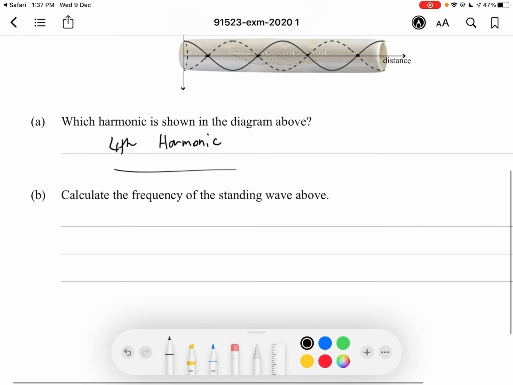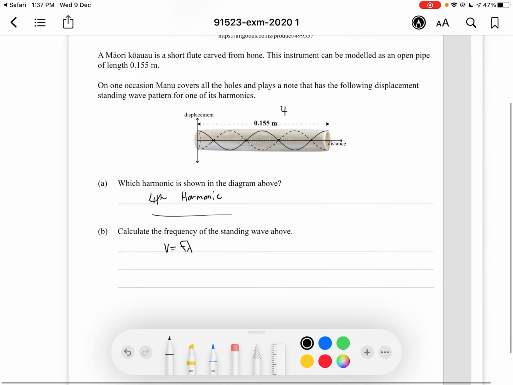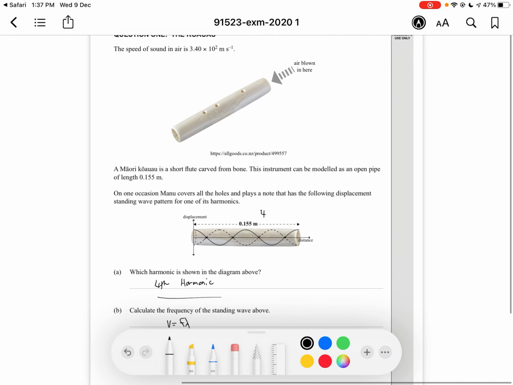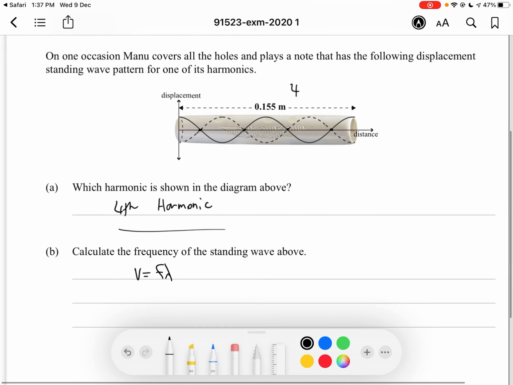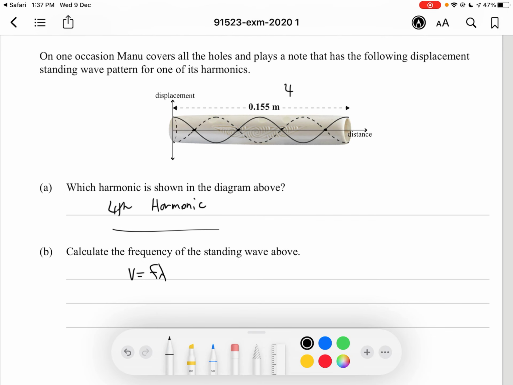Question B, calculate the frequency of the standing wave above. So we know that v equals f lambda, and we know that the speed of sound in air is 340 meters per second. We know the length, so for the 4th harmonic, we know that lambda equals 2L over n, where n is the harmonic number. So wavelength equals 2L over 4, which equals L over 2. So lambda equals 0.155 over 2.